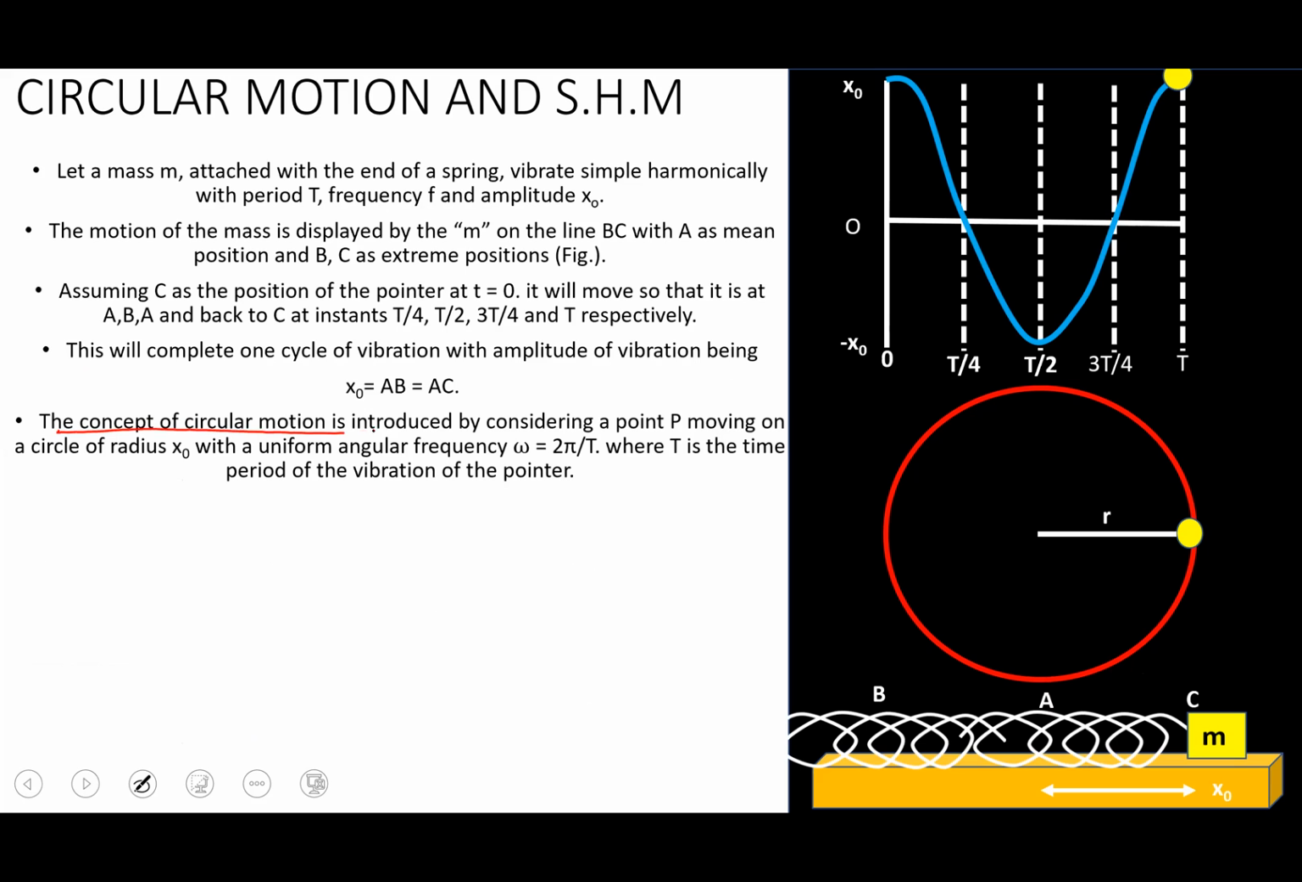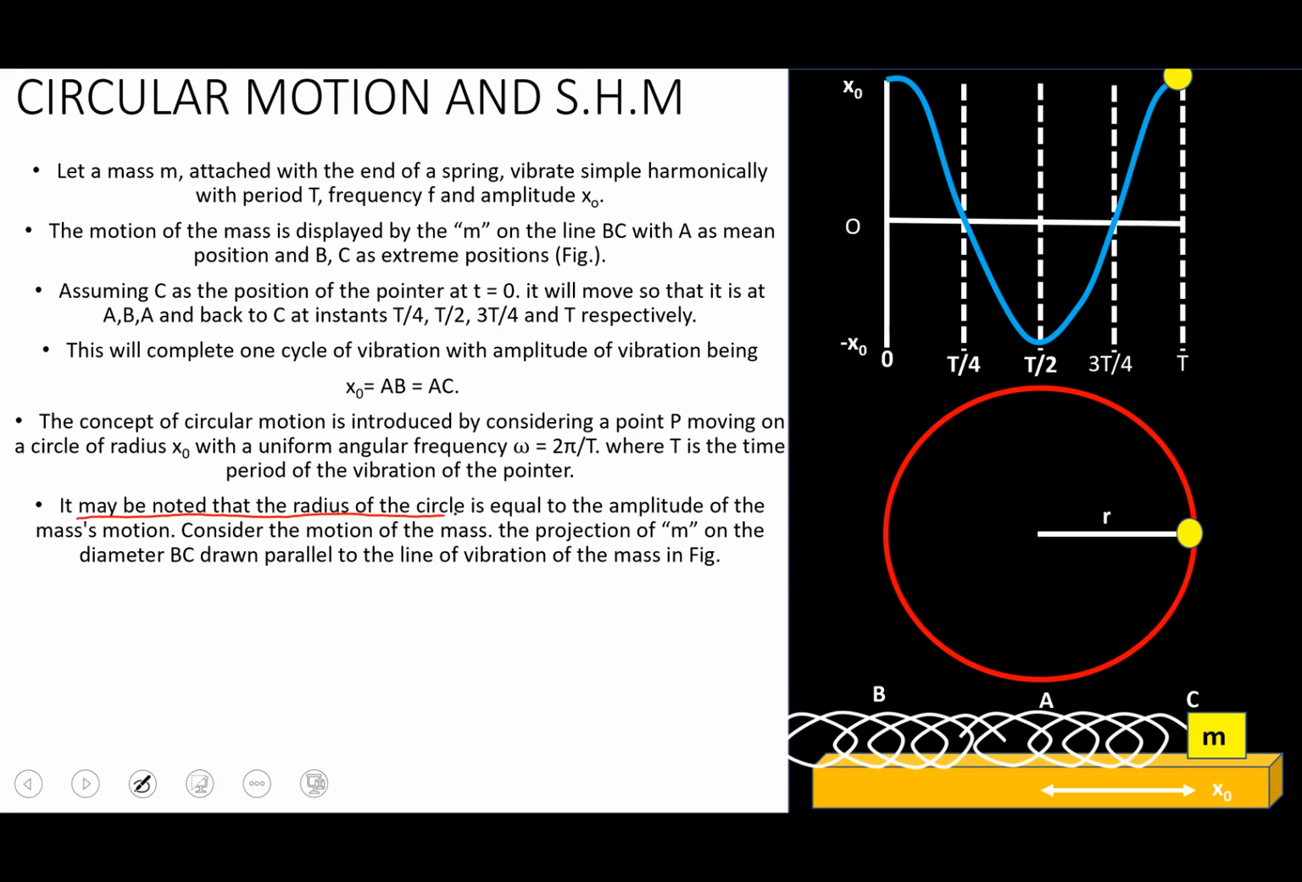The concept of circular motion is introduced by considering a point P moving on a circle of radius x naught with a uniform angular frequency omega equal to 2 pi over T, where T is the time period of the vibration of the pointer. That means in the same time when it moved from here to here, the mass moved simultaneously with the same angular velocity as that of the circle. It may be noted that the radius of the circle is equal to the amplitude of the mass's motion. That means in this case, the radius of the circle is the same as the amplitude of the mass attached to the spring system.